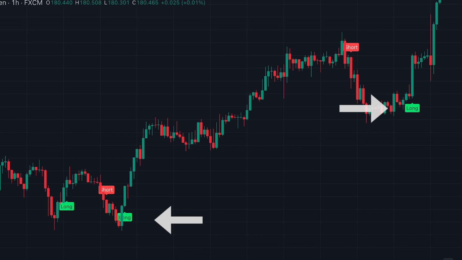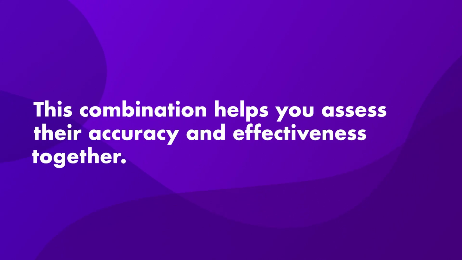When you see a trending market with a successful pullback, the Twin Range Filter provides a long signal. This signal suggests that the price is likely to go up and continue the trend. To see how this indicator works together, let's also add the market structure and order blocks indicator to the chart. This combination helps you assess their accuracy and effectiveness together.